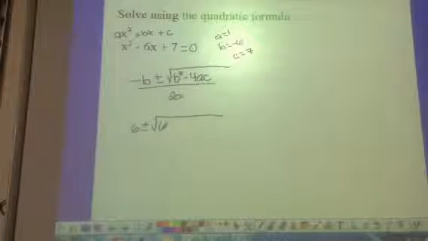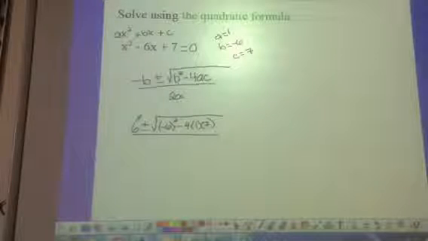Plus or minus the square root of b squared. I like using parentheses right here, just so I don't forget any of my signs. So b squared minus 4ac all over, even the 6 out in front, it's all over 2a. Okay, now using order of operations, I'm going to work inside my radical because it's kind of functioning like a grouping symbol.